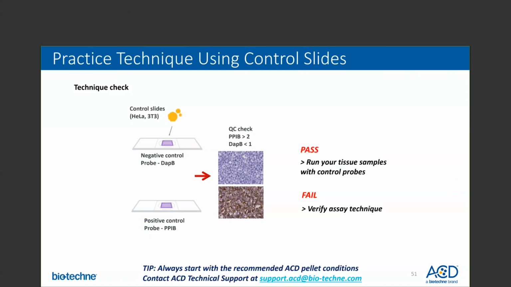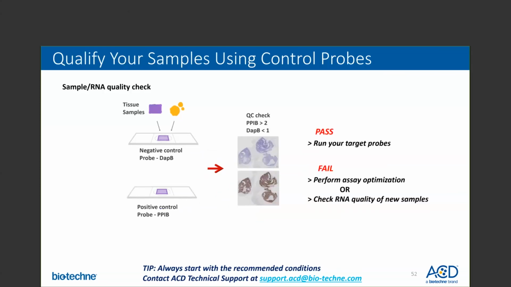If the control slides pass QC based on our scoring guidelines, which I will describe in a later slide, then you can proceed to qualify your own samples. By running positive and negative control probes on your samples, you will confirm that the samples have been optimally prepared, that RNA quality is preserved, and you will determine if the standard assay conditions are the best for target detection.